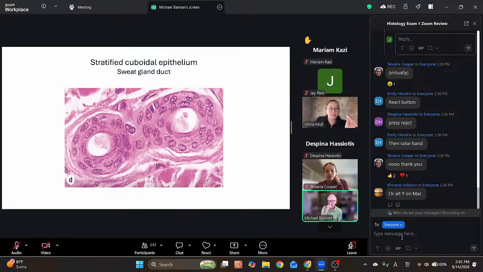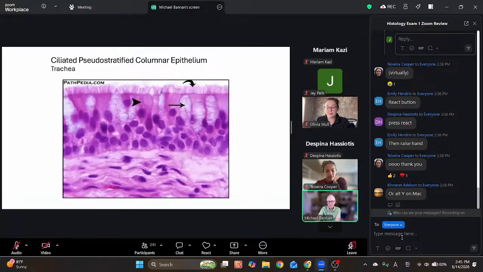Thank you. This one here is an unusual one. This is stratified cuboidal, only seen in a few locations. Sweat glands is a big one. You'll notice that this is stratified because there are two layers, and it's cuboidal because the cells are about as tall as they are wide. Oh, here is the classic.